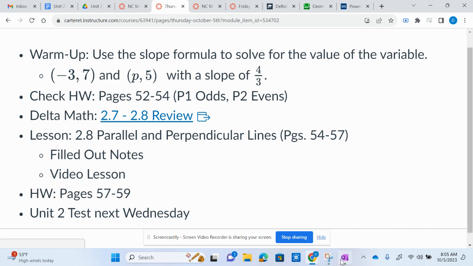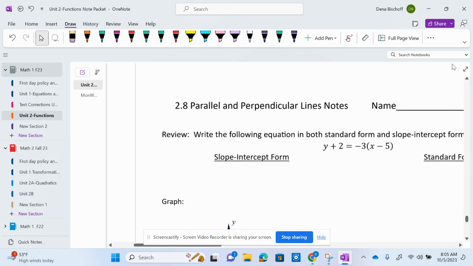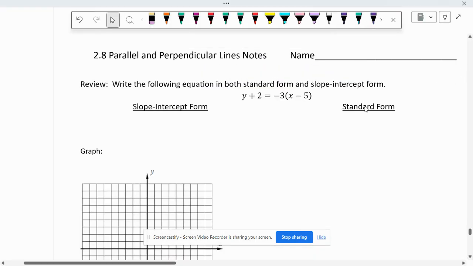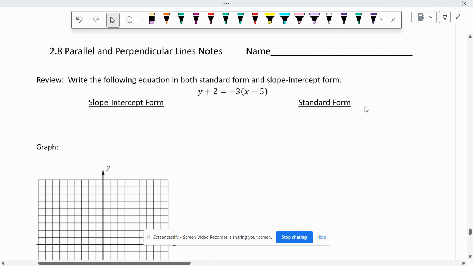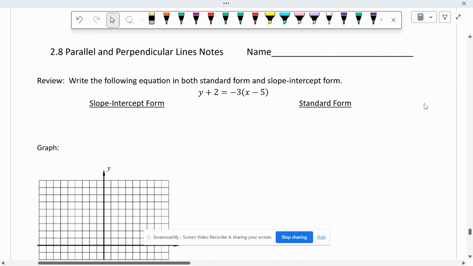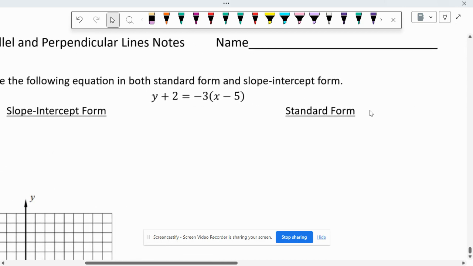Like really no more than 30 questions. So I just have to be really concise. So I just want to make sure that we understand every single topic in the lesson. So today we're talking about parallel and perpendicular lines.